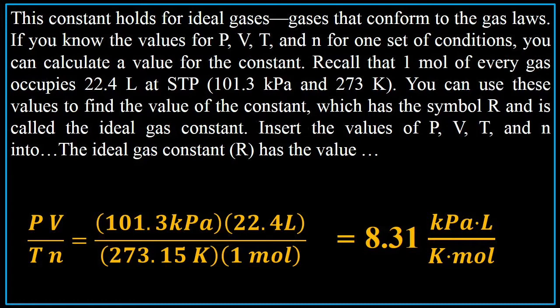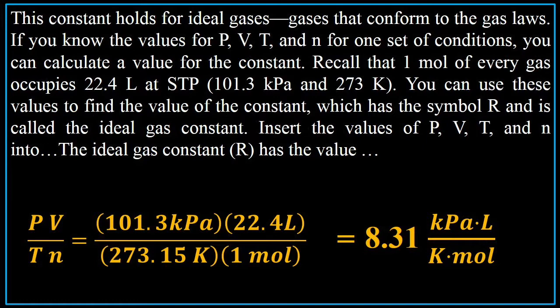If you know the values of P, V, T, and n for one set of conditions, you can calculate a value for the constant. Recall that 1 mole of every gas occupies 22.4 liters at STP, 101.3 kilopascals and 273 Kelvin. You can use these values to find the value of the constant, which has the symbol R and is called the ideal gas constant. Insert the values of P, V, T, and n into the ideal gas constant.